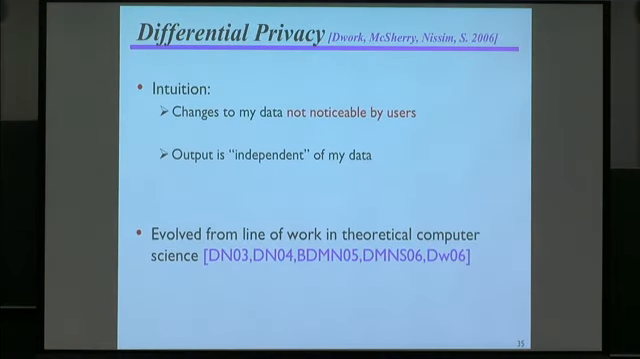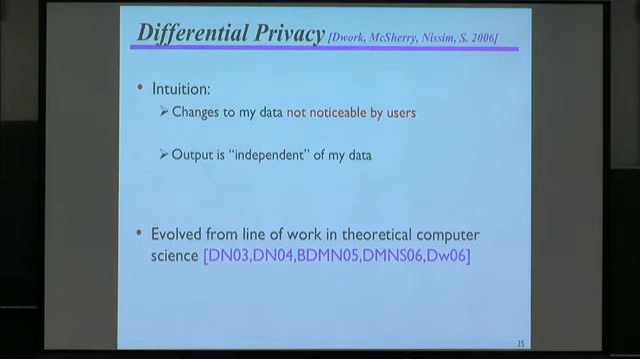All right. So differential privacy was formulated in a paper by Cynthia Dwork, Frank McSherry, Kobbi Nissim, and myself in 2006. But it evolved from a line of work in theoretical computer science, starting with the paper of Dinur and Nissim that I mentioned earlier, and passing through other papers of Dwork and Nissim, Blum, Dwork, McSherry, Nissim, and another work of Dwork.